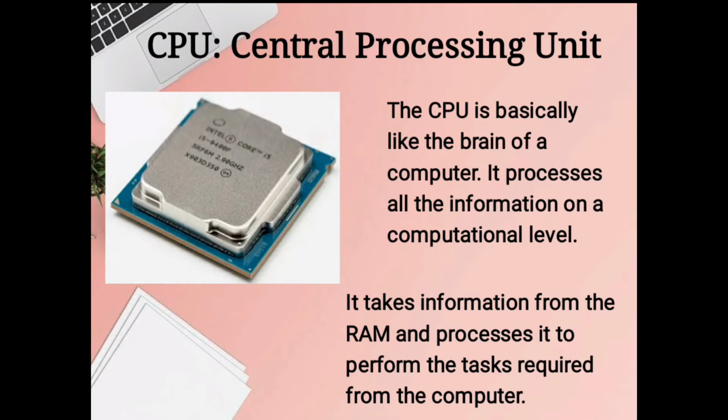CPU, or Central Processing Unit. The CPU is basically like the brain of a computer. It processes all the information on the computational level. It takes information from the RAM and processes it to perform the tasks required from the computer.